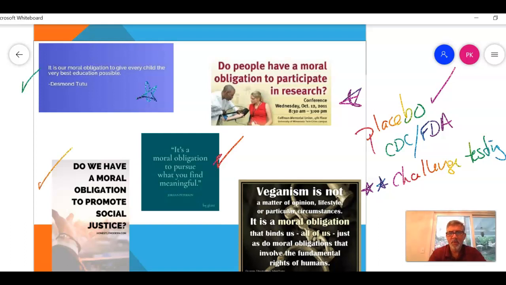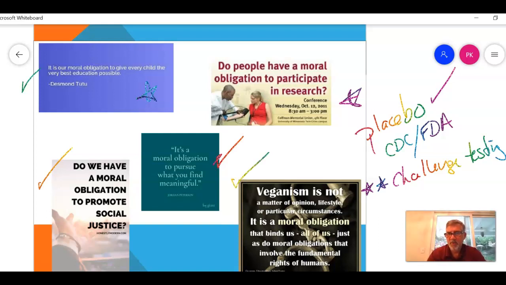Do we have a moral obligation to promote social justice? Should you stand up for those who can't stand up for themselves? Should you pursue universality, impartiality, and all that kind of stuff? Do you have a moral obligation to it, or can you just sit back and say, other people will do it for me? And I like this one.